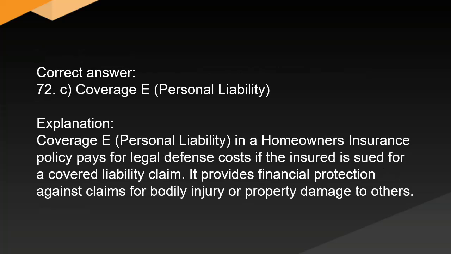Correct answer. C. Coverage E, personal liability. Explanation. Coverage E, personal liability, in a homeowner's insurance policy pays for legal defense costs if the insured is sued for a covered liability claim. It provides financial protection against claims for bodily injury or property damage to others.